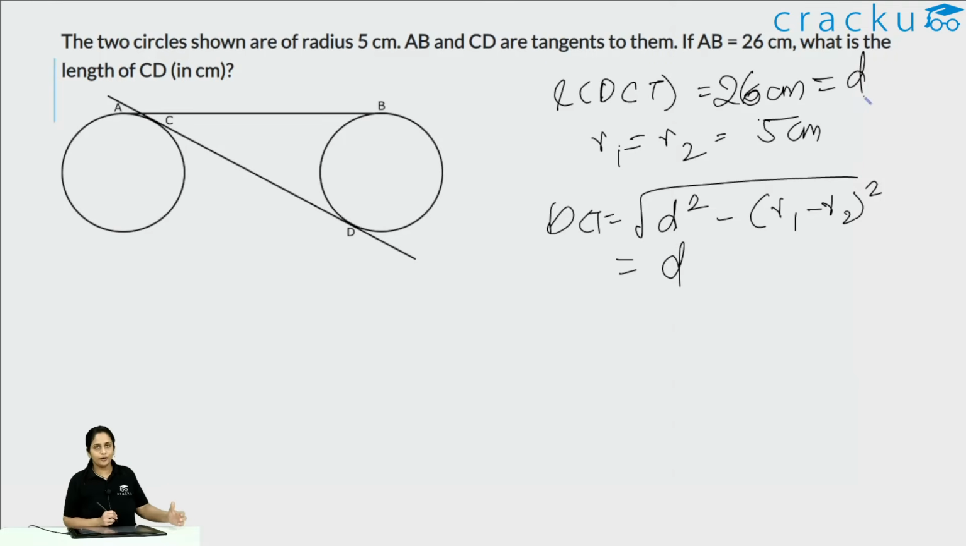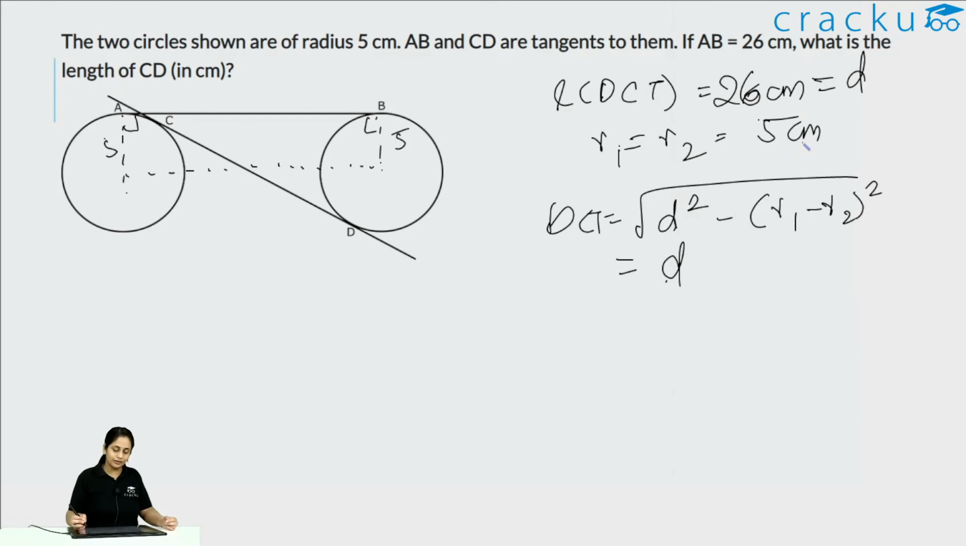In general, if you have circles of the same size, the distance between the centers will be equal to the length of the direct common tangent, because if you draw this, this is 90, this is 90, this is 5, this is 5. So this side will also be parallel. So the distance between the centers will be equal to the length of the direct common tangent. Now I know D, I know R1 and R2.